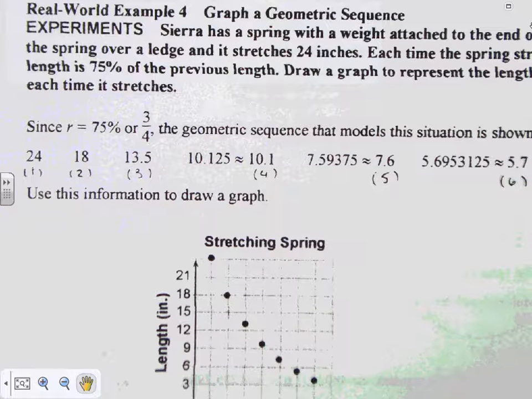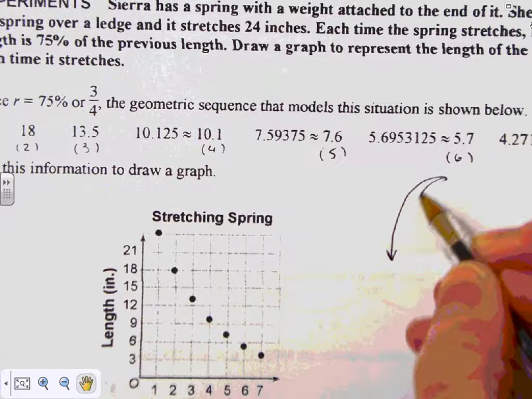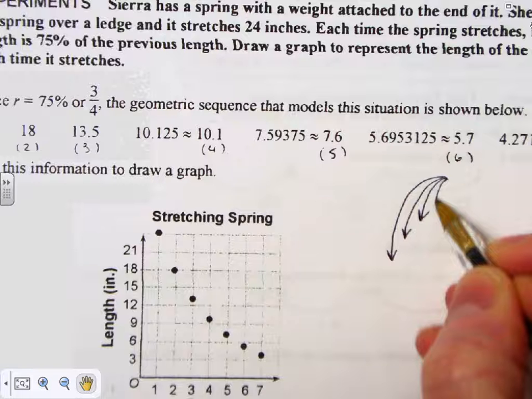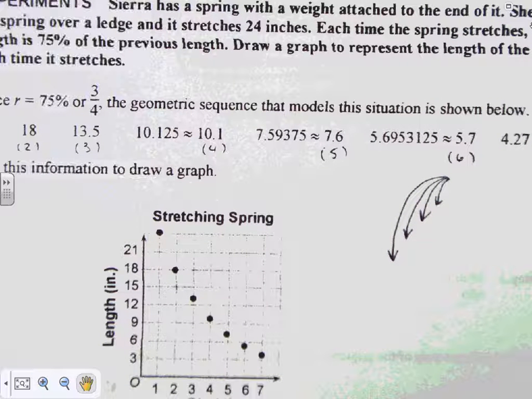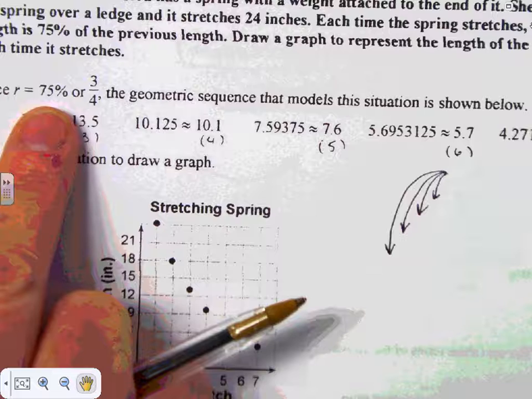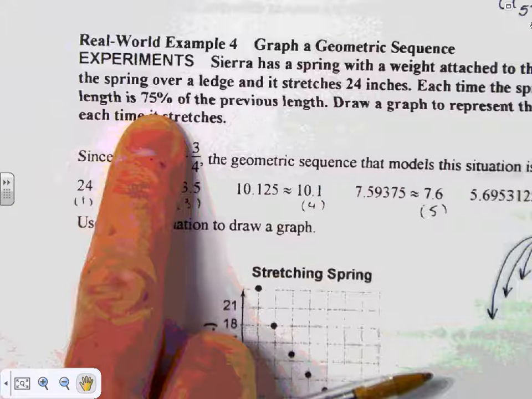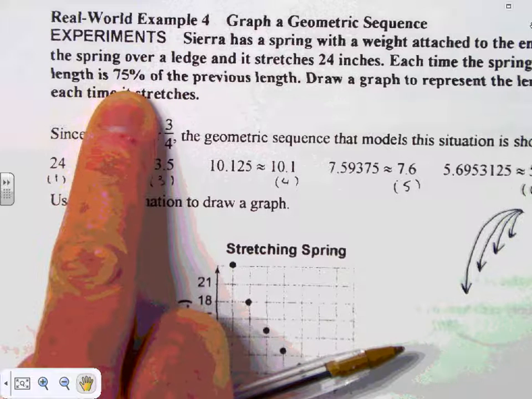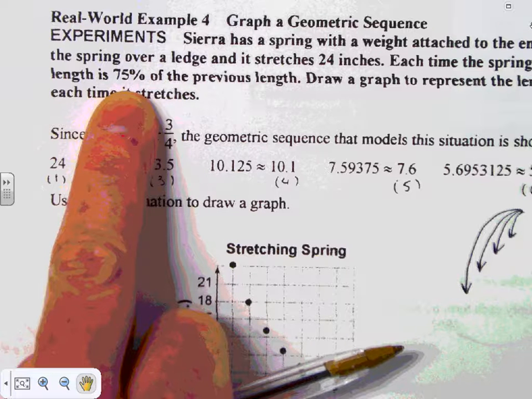Okay, each time it drops down, the first one goes to about here, then it comes back up, and the next time it only comes to about here, and then the next time it only goes to about here. Each time it's going to get a little bit less distance on it. They're telling us that it stretches 75% of its previous bounce. So that would be our common ratio. That would be the R value, 75%.